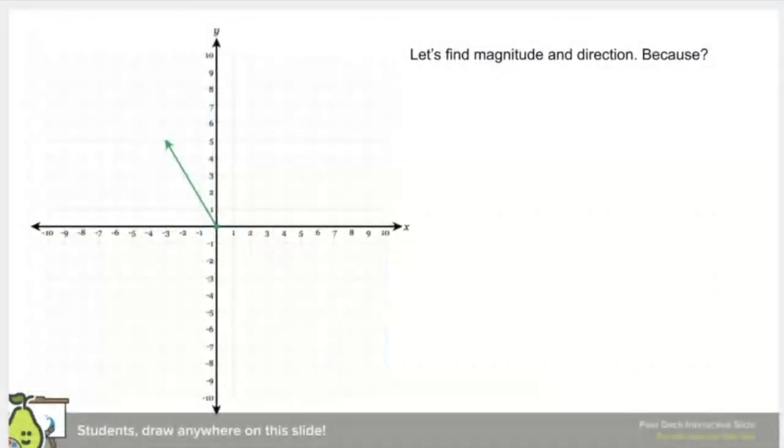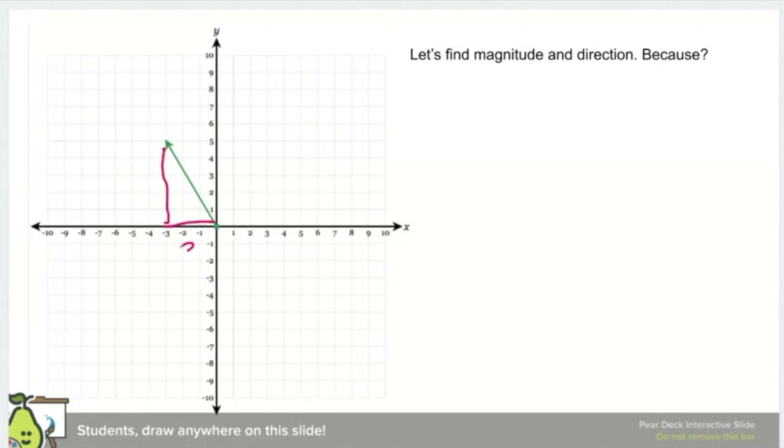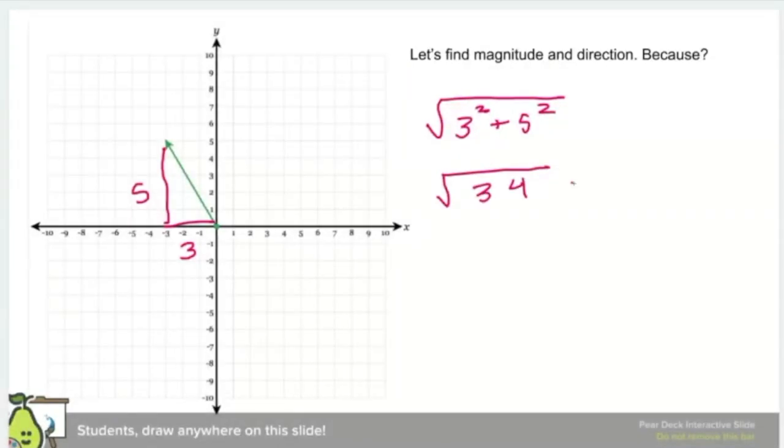Now here's an example problem. We want to find the magnitude and direction. Magnitude is usually the easier one because we have a right triangle here. So this will be 3, that's 5. So we're doing the square root of 3 squared plus 5 squared, and that'll give us 9 plus 25, that's 34, square root of 34. So that's my magnitude.